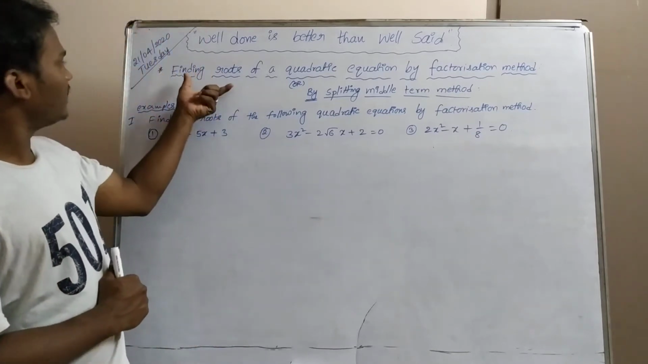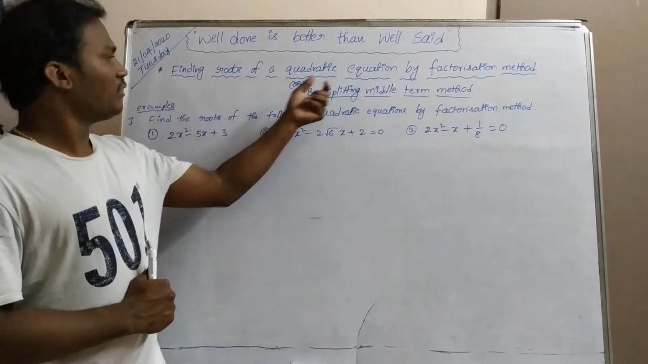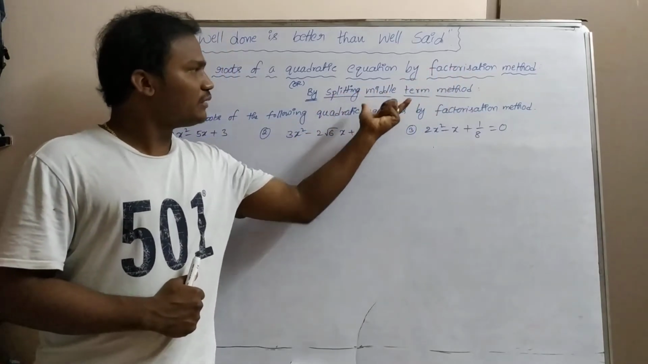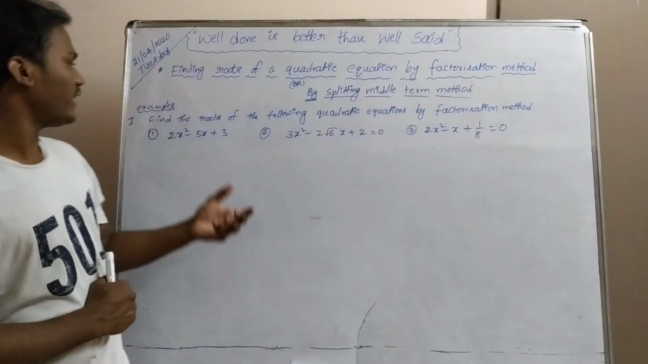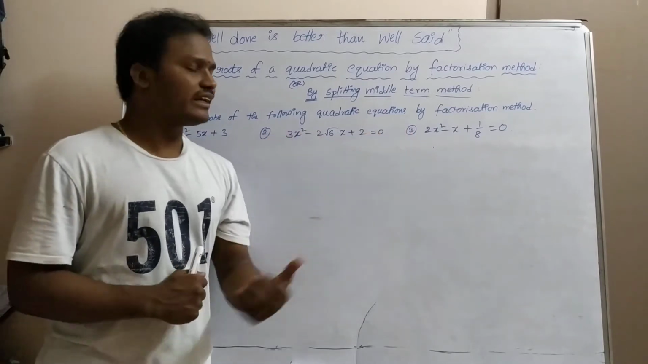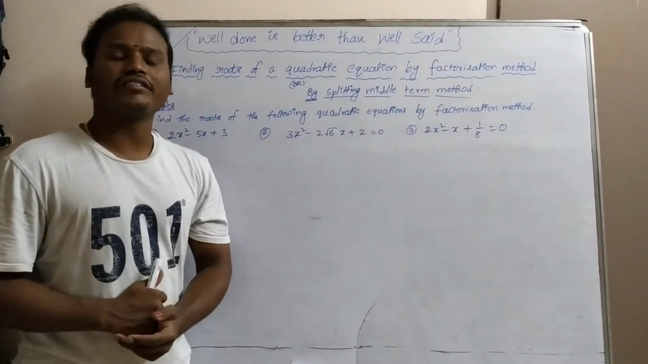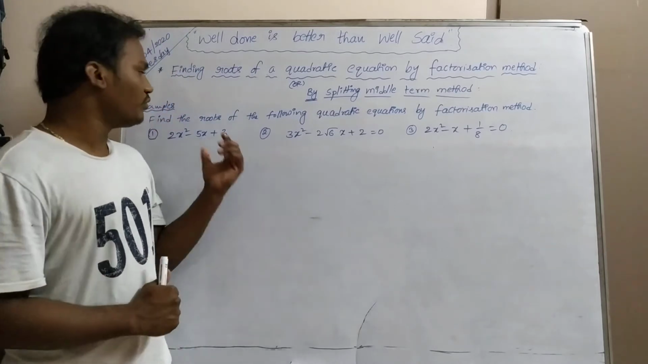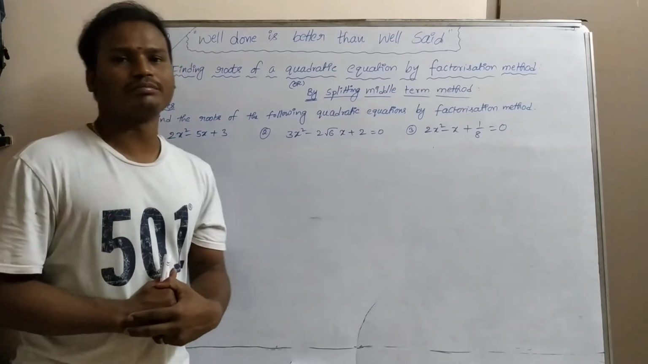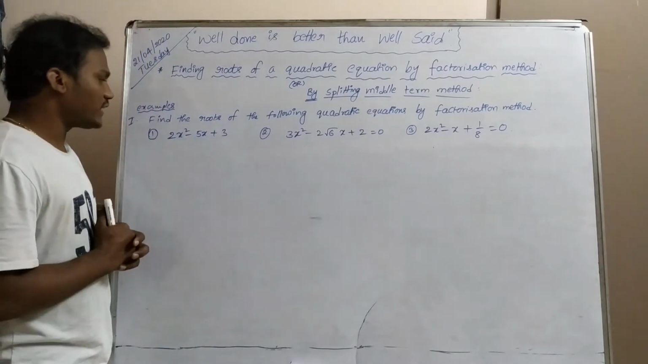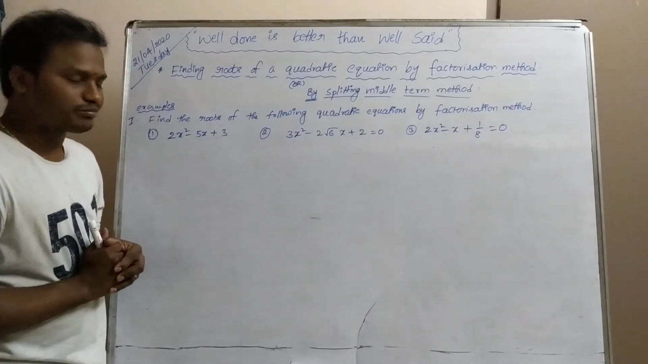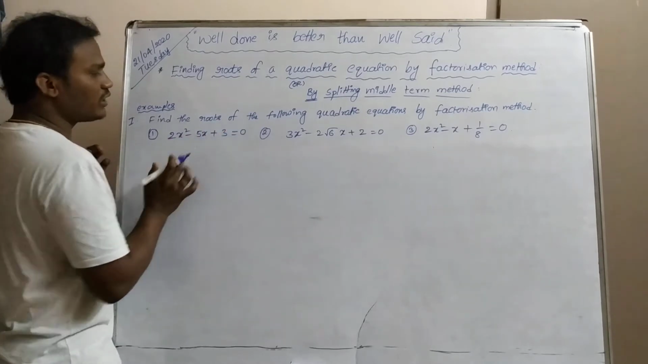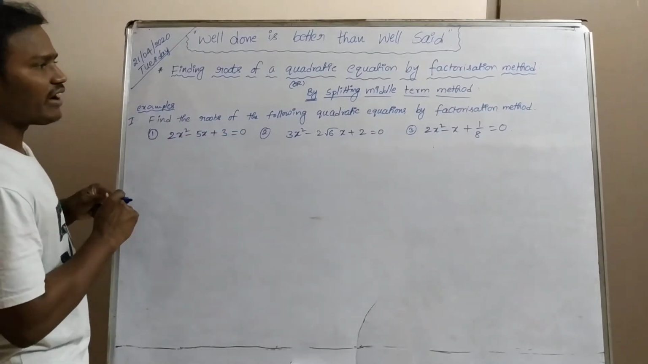So now, how to find the roots of a quadratic equation by using the factorization method, or we can say the splitting the middle term method. I have taken three problems to find the roots of a quadratic equation using this factorization method. Now let's go one by one. The first problem is 2x square minus 5x plus 3 is equal to 0. How to find the roots of this quadratic equation by using the factorization method?